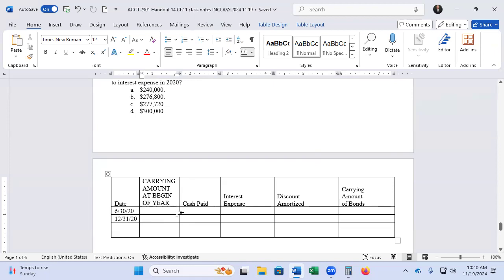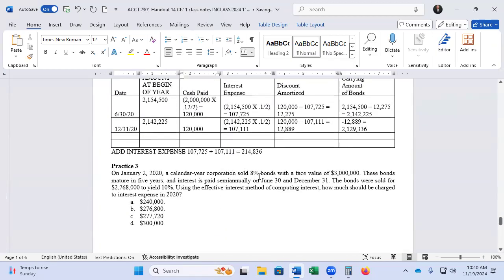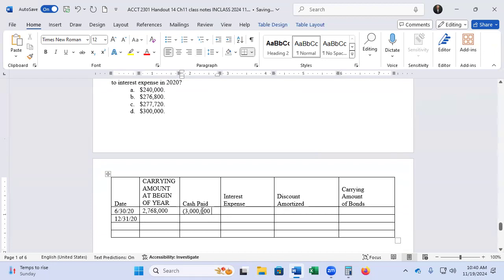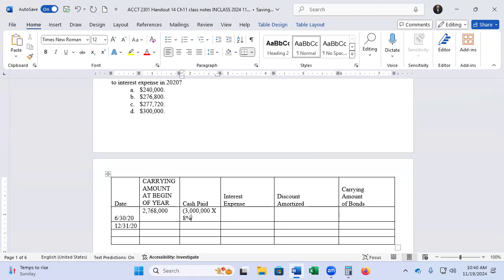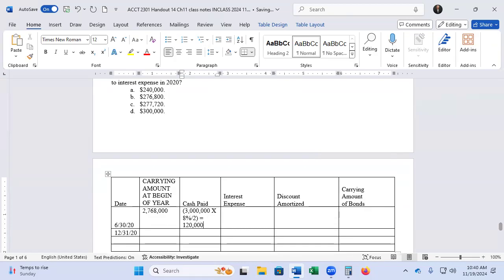Okay, so what do we get for the carrying amount at the beginning of the year? Good, 2,768,000. And then we have to calculate the cash paid, so that's going to be 3 million, the face value of the bonds. And they're paying 8% twice a year. So we multiply that by 8% divided by 2. And we get 120,000.